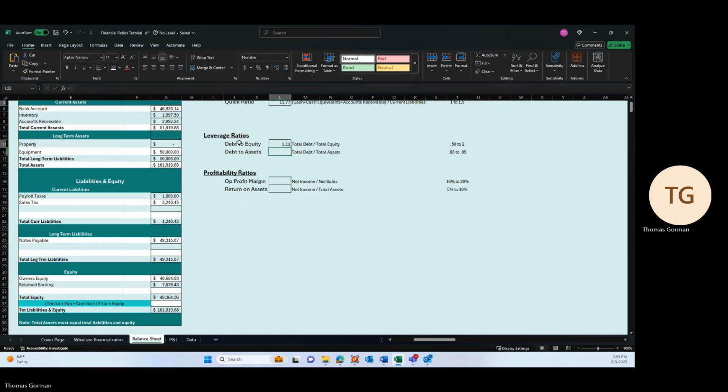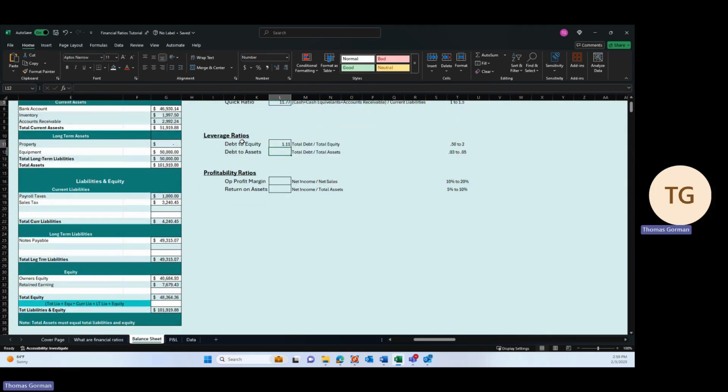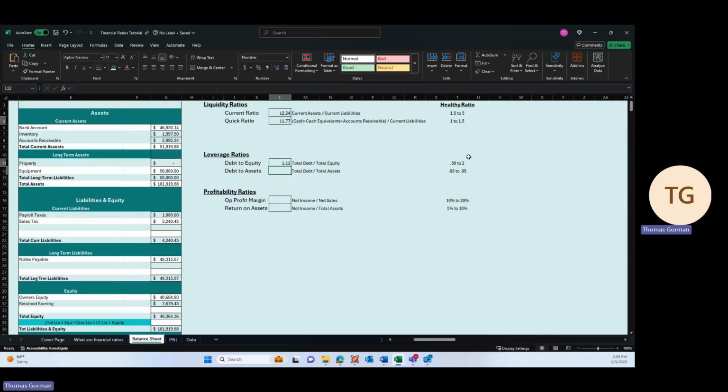Now, we can see here after doing this very basic math to give us a debt to equity ratio that we have a ratio of 1.11. When we look at our healthy ratio range, a 0.5 to a 2 is generally considered a healthy debt to equity ratio. So let's move on to debt to assets and see if that's any different.